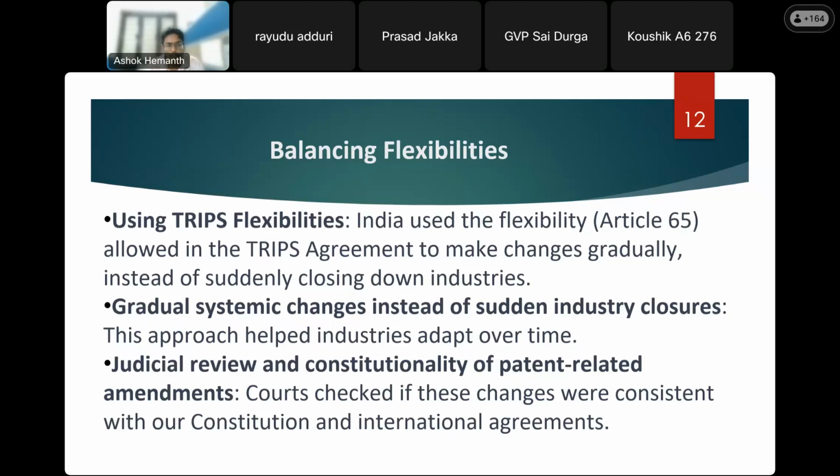Also, I told you it took 10 years from 1995 to 2005, because all the companies in India, the innovators or creators or whoever comes up with intellectual property, cannot all of a sudden come up with new changes. So it took 10 years, with gradual systematic changes instead of sudden industry closures. This approach helped industries adapt over time. And also judicial review and constitutionality of patent related amendments, that I also discussed earlier.